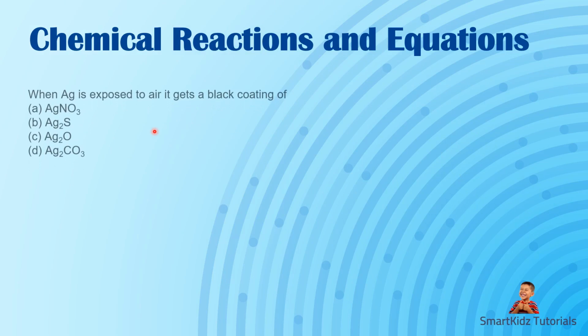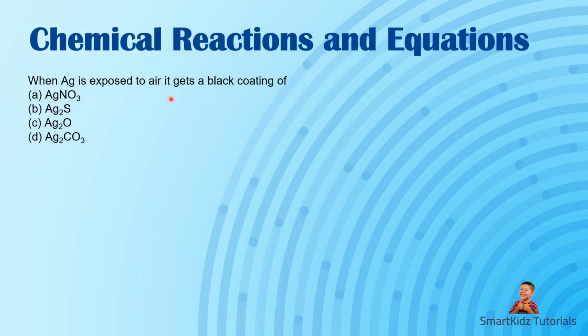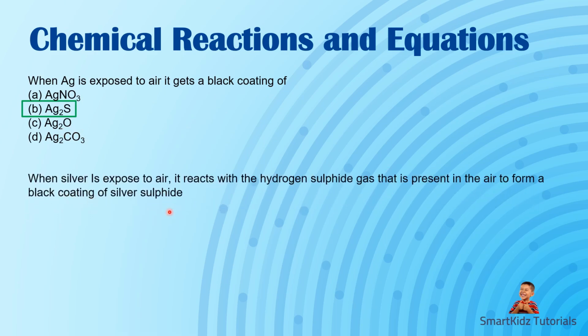Next question. When silver is exposed to air, it gets a black coating of silver sulfide. So when silver is exposed to air, it reacts with hydrogen sulfide gas that is present in the air to form a black coating of silver sulfide. This reaction is also there in the textbook.